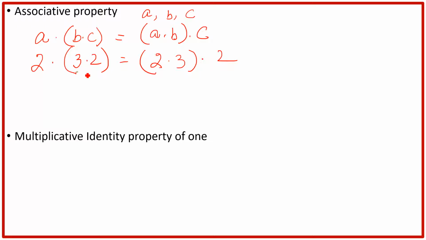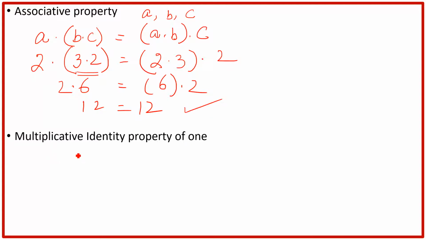So first you have to multiply whatever you have inside the parenthesis. Here 3 times 2 is 6, and then times 2, we will get 12, equal to 12. If we have three variables a, b, c with whole number values, whether we put bc in parenthesis or ab in parenthesis, we will get the same answer. This is the associative property of multiplication.